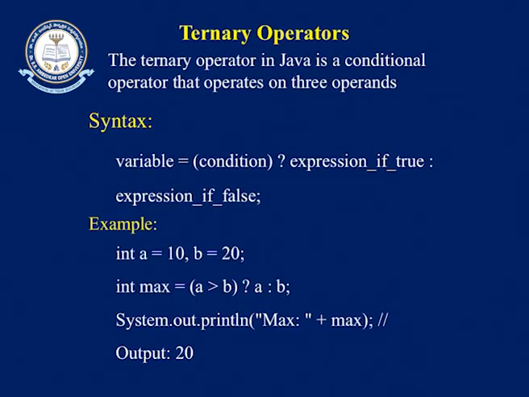These are the 3 types of operators that we use in Java. Starting with unary operators, where we have incrementation, decrementation, bitwise not, and so on. And in binary operators, we have addition, subtraction, multiplication, and division, where we apply these operators on 2 operands.